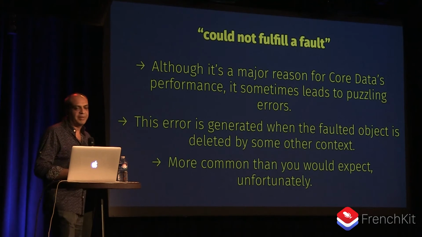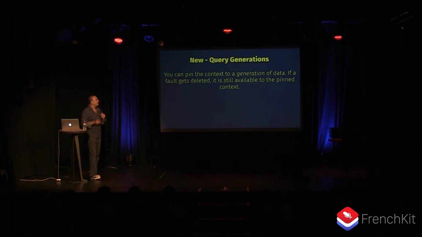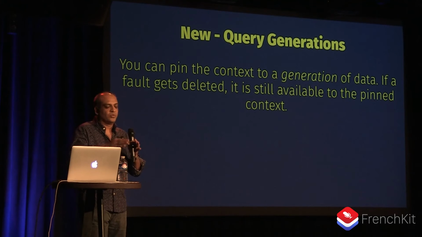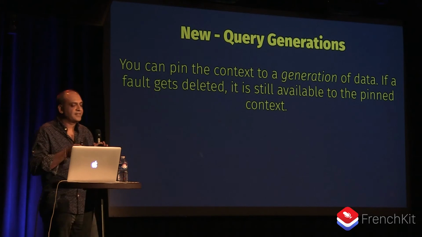Normally it happens on a background queue. Something they've changed recently is query generations. What this does is it pins a context to a generation of data. So if I have a Core Data stack with properties and objects at this state, this is the state that I'm going to say my managed object context deals with, this view of data.